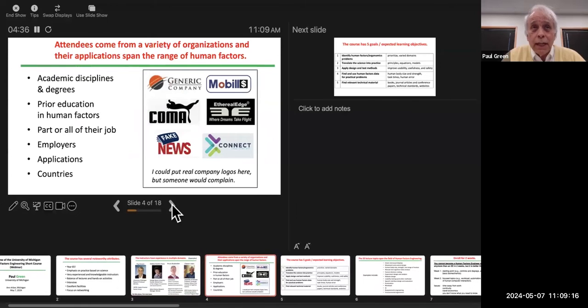The people who come to this class come from a variety of organizations. I thought about putting some real logos here, but I knew I'd get in trouble, so I just made some artificial logos. The disciplines that people represent who attend this course are varied. We have people with psychology backgrounds, with engineering backgrounds, and some people who, as undergraduates, had nothing to do with this field at all and majored in history or English or philosophy or whatever. And that's fine with us.